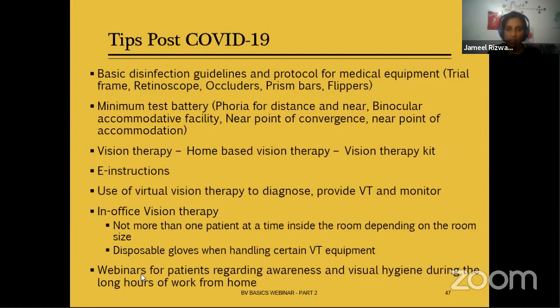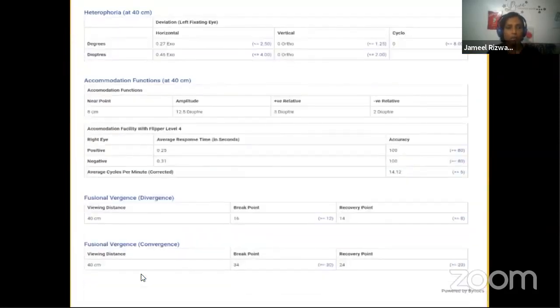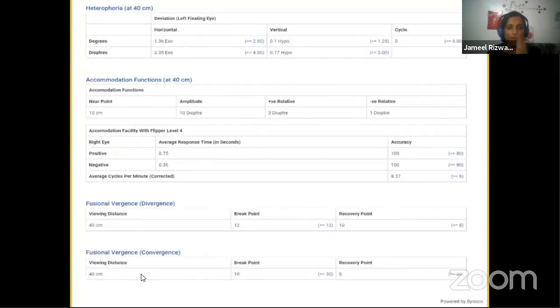That's the second strategy. The best strategy is to use virtual vision therapy to diagnose, provide vision therapy and monitor. We are going to explore this in much more detail, okay? For example, this is a snapshot of the binocs where the pre-vision therapy is done.